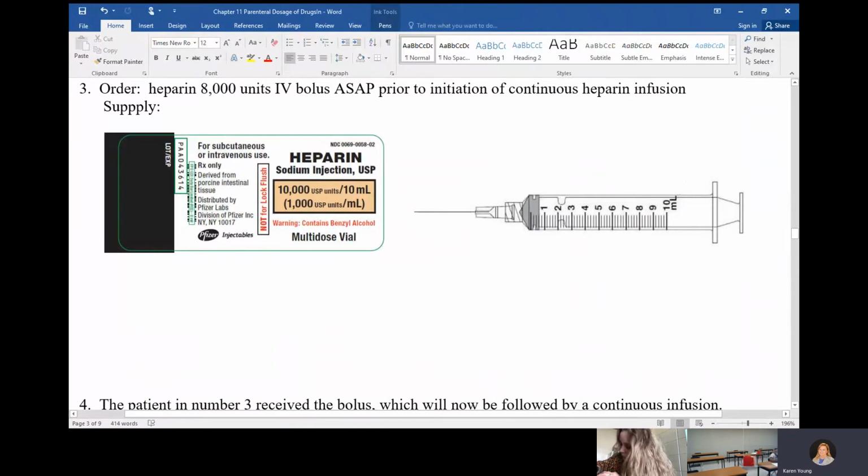Okay, so I'm asking how much will you give? I'm asking for the initial dose, the 8,000 units. We're not worried about the infusion. So, what am I going to put first? 8,000 units. More confidence here.